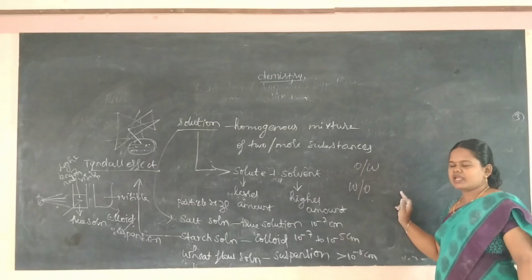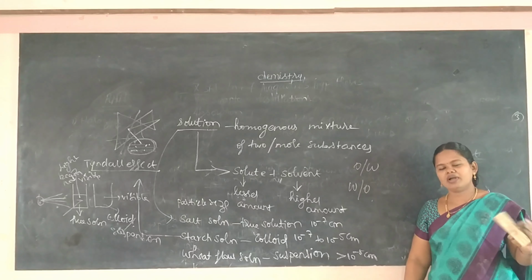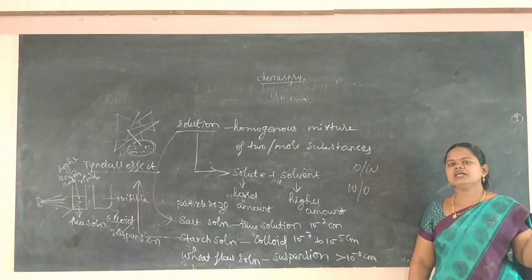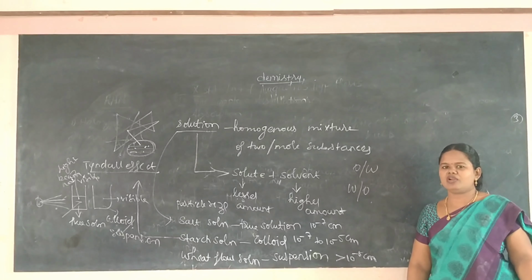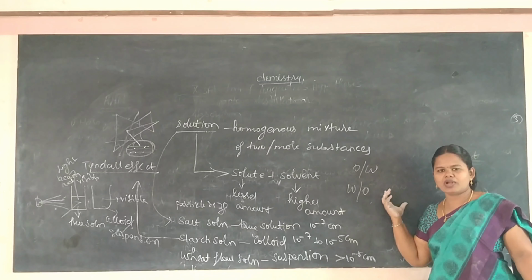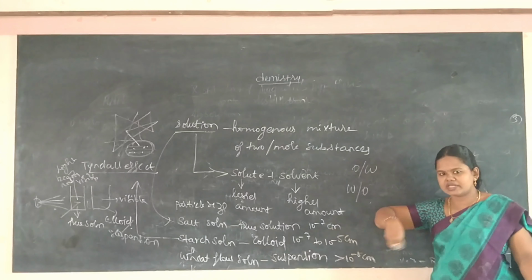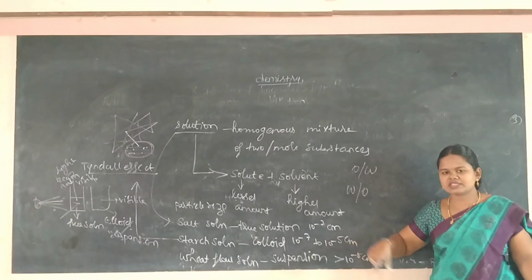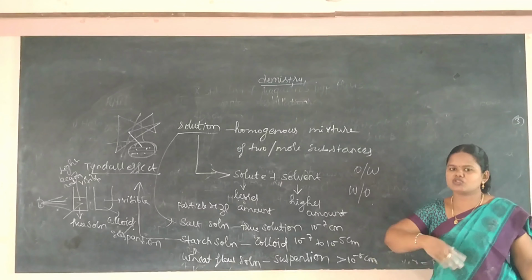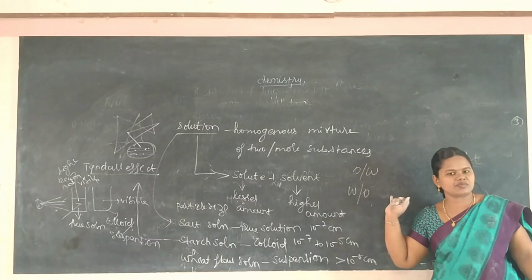So emulsion will have two phases, dispersed phase and dispersion medium, or it is nothing but solute and solvent. The dispersed phase is the solute, and the dispersion medium is the solvent. Like solution, you have solute and solvent; likewise in emulsion, you have dispersed phase and dispersion medium. The medium in which you are dispersing the particles is known as dispersion medium, and the particles that are dispersed in it are known as dispersed phase.